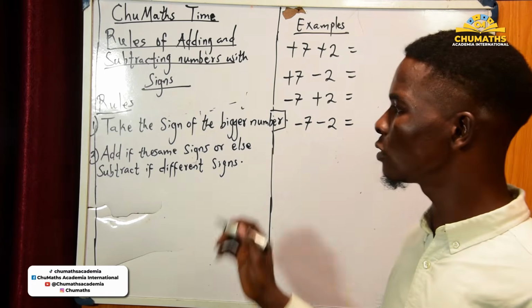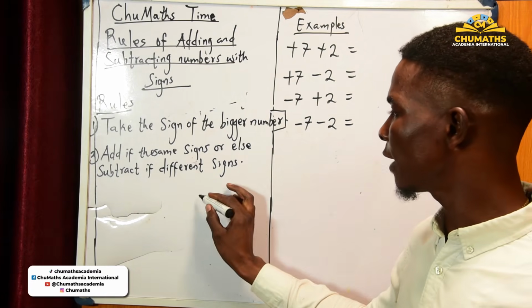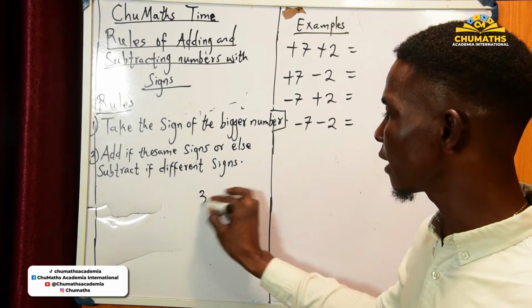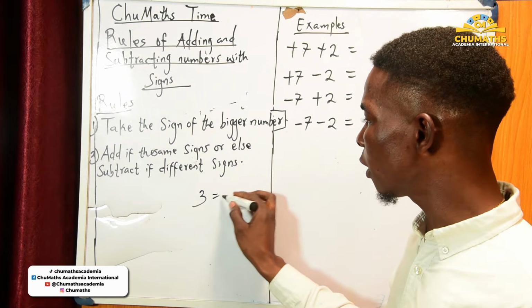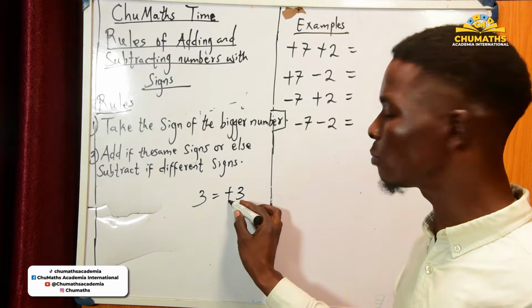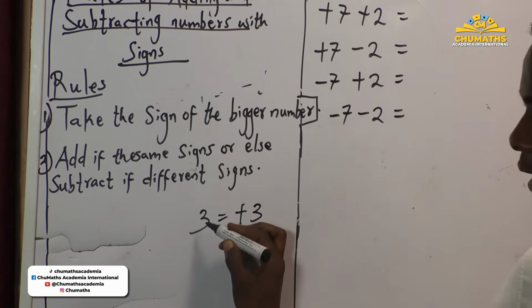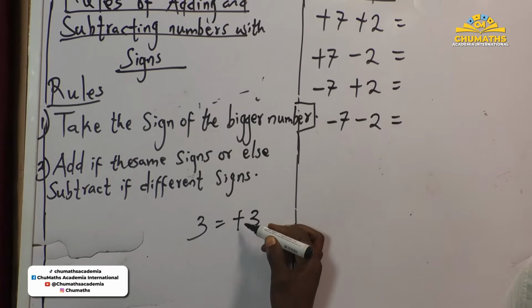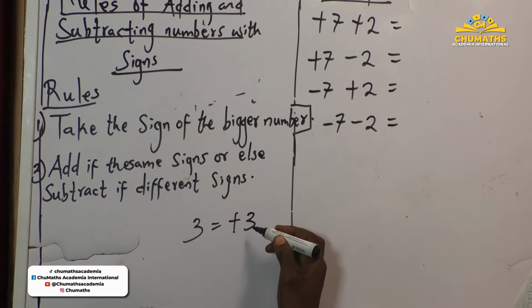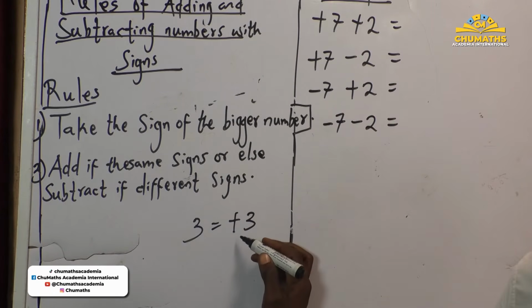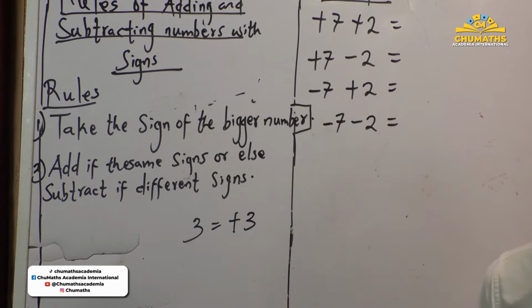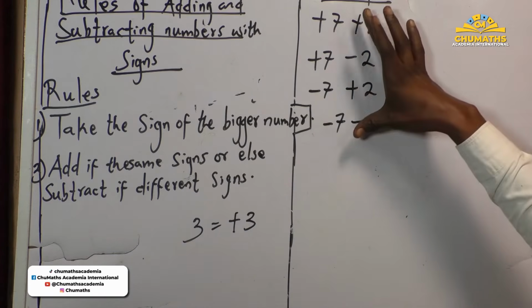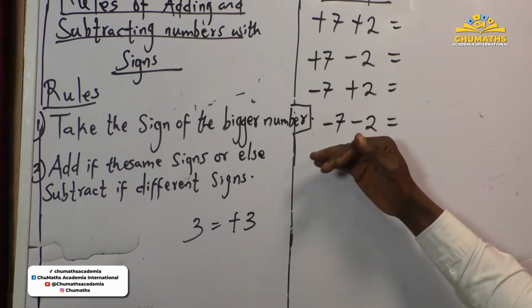Now, there are some things you need to know about mathematics. If I write a number, for example, if I write 3, in mathematics, it implies that there is an automatic invisible plus there. It means that 3 is also the same as plus 3. So whenever there is no sign attached to a number, it means that it automatically has a plus sign. Now, these two rules will guide us to get the answers of all these three.